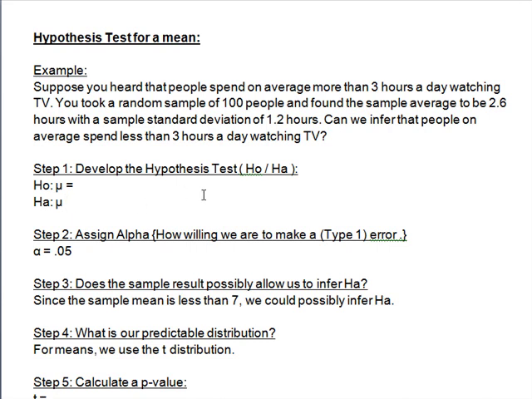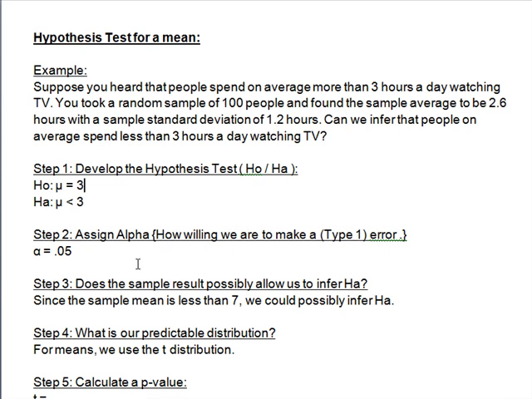So step one is to develop the hypotheses, and we look at what we're trying to infer, and we state that for HA, because HA is what we could possibly infer, and that's less than 3 hours. So less than 3. And the null hypothesis is the opposite of that and contains the equal sign, so it's greater than or equal to 3. But I use equal to because that's the key thing, and I want to emphasize that.